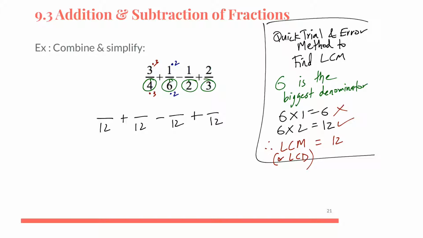2 times 6 and 3 times 4. And this way you get new numbers at the top. We get 9 and 2 and 6 and 8. And now you can add and subtract as you see them. So the final answer would be over 12. 9 plus 2 is 11. 11 minus 6 is 5. 5 plus 8, 13.